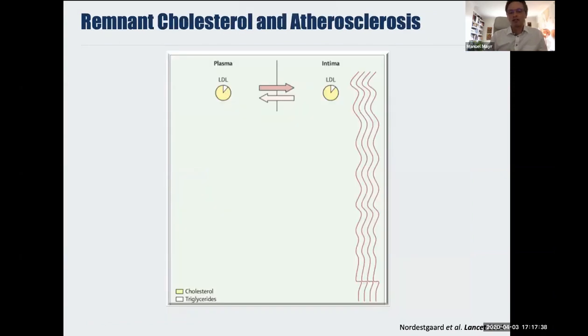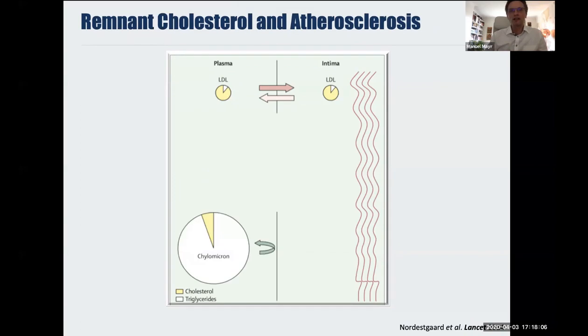So what this really alludes to is that there may be additional cholesterol-containing particles that contribute to atherosclerosis. We know that low-density lipoproteins are the main carrier of cholesterol in the circulation. This is indicated here by this pie chart. They're cholesterol-rich and triglyceride-poor. They're also small in size, and they can cross from the plasma into the arterial wall and therefore contribute to atherosclerosis.